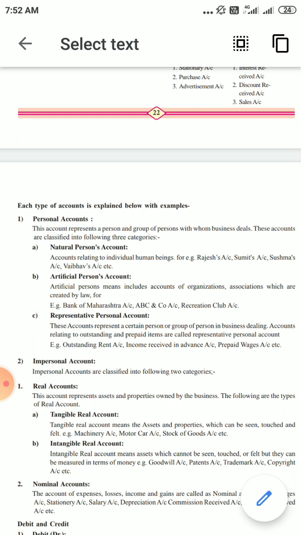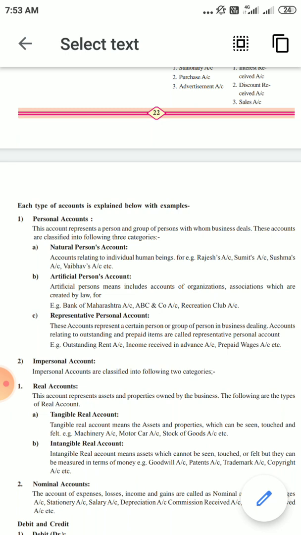Next is impersonal account. Now this impersonal account is classified into the following two categories, that is real account and nominal account. Real accounts are what? Those are the assets and properties which are owned by the business. Okay, so those are tangible real assets, which you can see, you can touch and you can feel, like machinery, motor car, stock, goods.